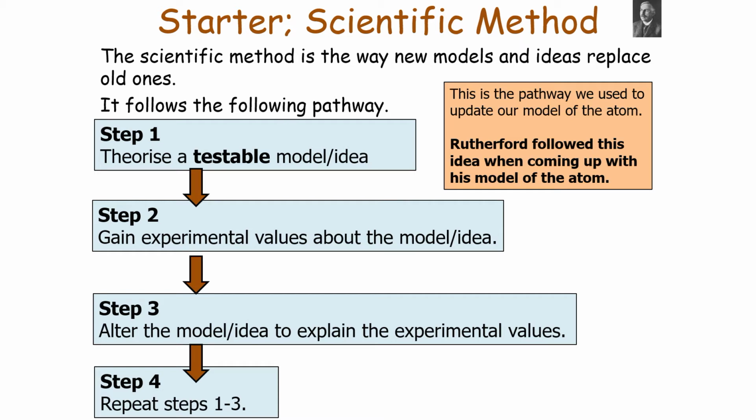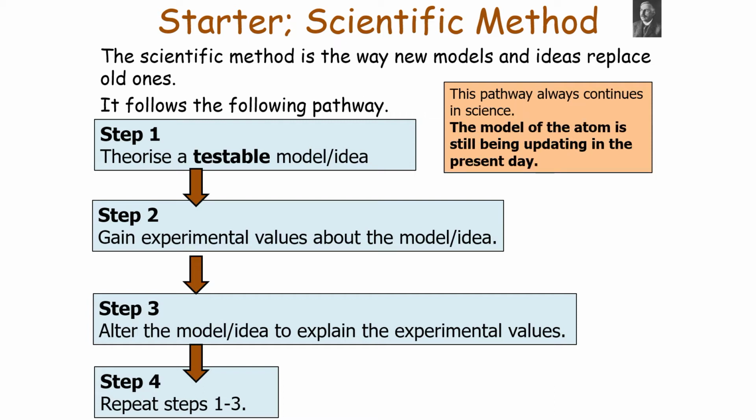Now it's important to note that this is the pathway we use to update our model of the atom. So Rutherford followed up his idea with the testable experiment and then modified his idea to explain his experimental values to come up with the model of the atom. And like mentioned before, the model of the atom is still being updated in the present day. We are still carrying out experiments to test our theories.